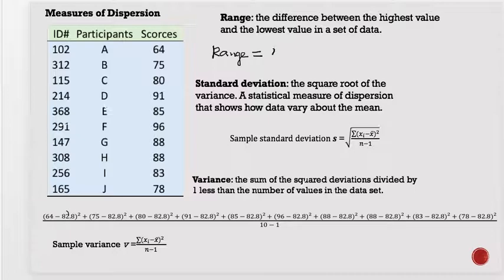equals the highest value, which is 96, minus the lowest value, which is 64. We got 32.